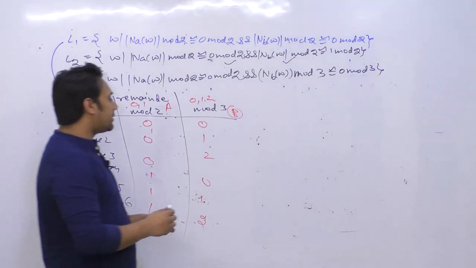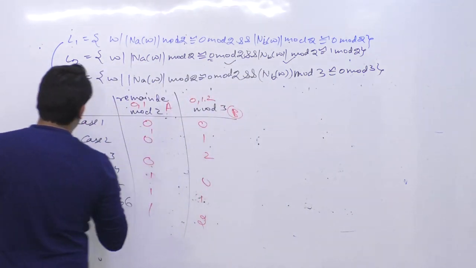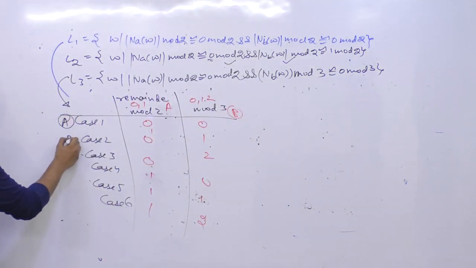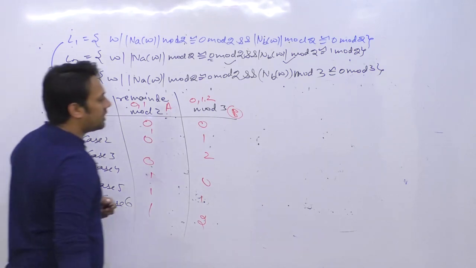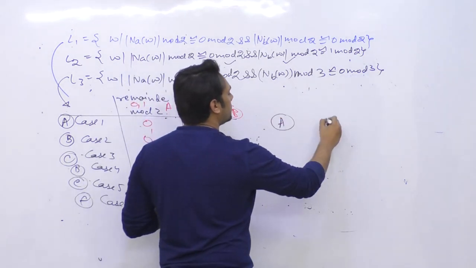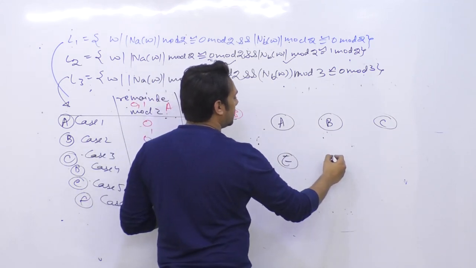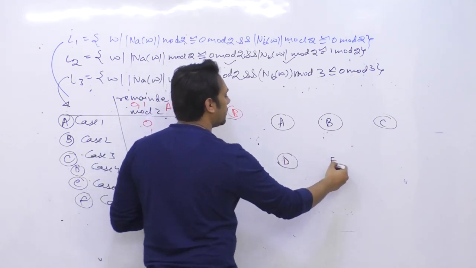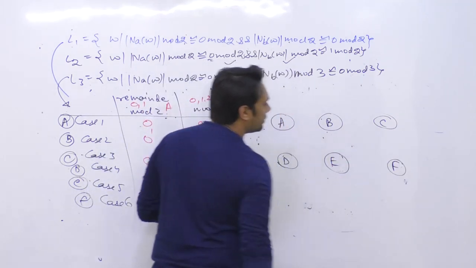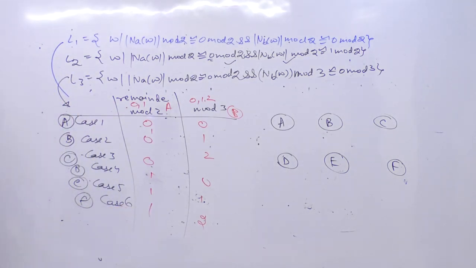Okay? So that means here because we have six cases, I'm going to make six states. So this is represented by state A, this is state B, this is state C, this is state D, this is state E, this is state F. So we have a total of six states, because there are six possible cases because of remainders. Remainders can make 6 possible combinations. So that means we are going to have six states here.